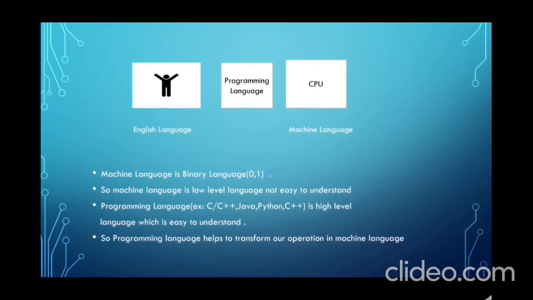As humans, we know the English language, and the computer understands machine language. Machine language is binary language, 0 and 1. So machine language is a low-level language and not easy to understand. Programming languages like C++, Java, Python are high-level languages which are easy to understand. So a programming language helps us transform our operation into machine language.